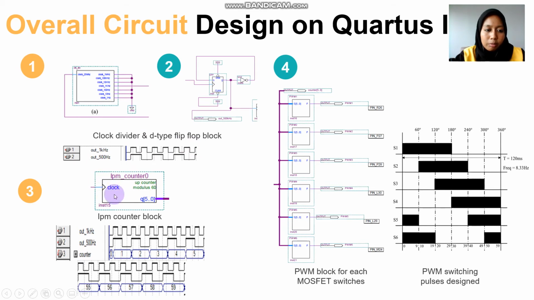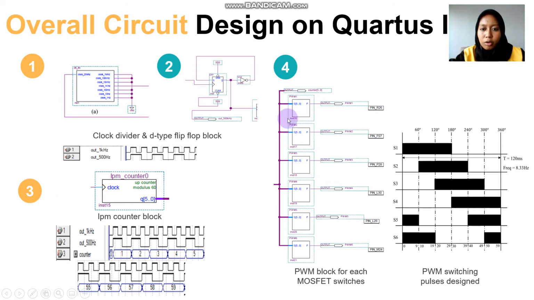Moving on to the LPM counter block, we have set the counter for each pulse to 10 counts with the input clock frequency of 500 Hz that is obtained from the block earlier. So for one cycle, we have 60 counts that are counting from 0 to 59. This counter will produce an 8.33 Hz switching frequency with a period of 120 milliseconds.